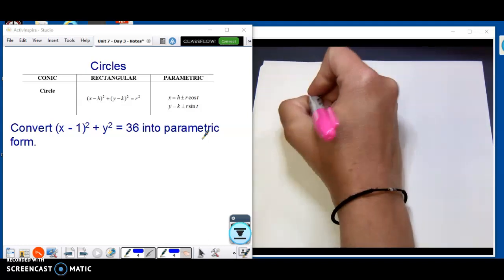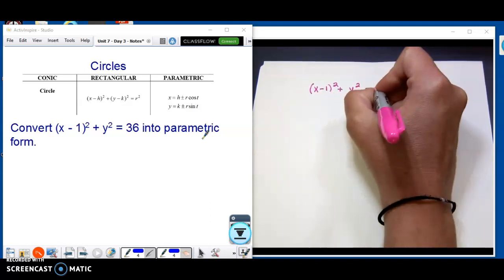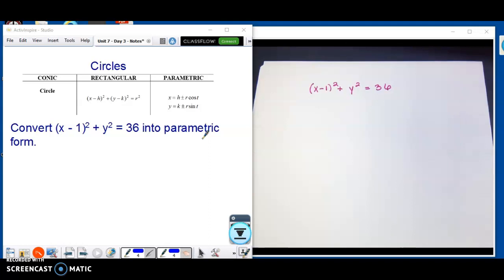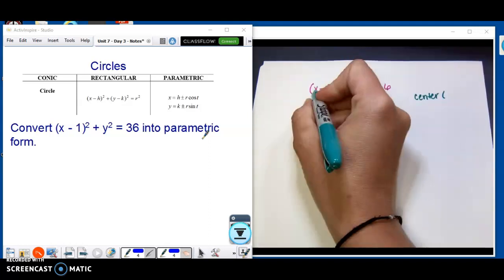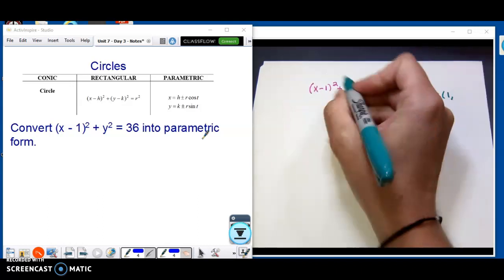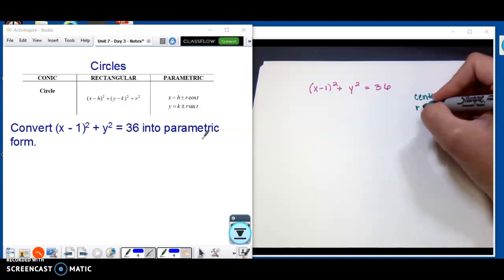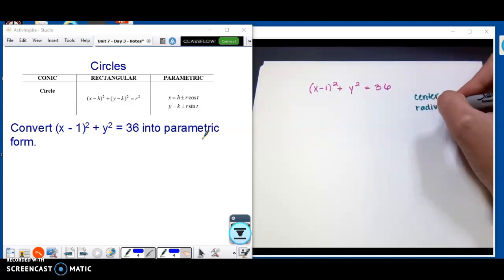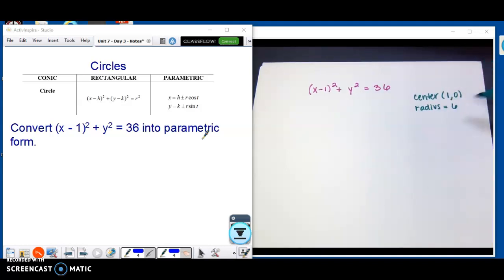So on this one, we have x minus 1 squared plus y squared equals 36. So this is in rectangular form. This is a circle. Just to think about this, we know that the center of the circle, since this is x minus 1, that's positive 1, and because it's y squared, it'll be 0. And if you remember the radius of the circle, you take the square root of that 36, so the radius would be 6. So we would have a circle with a radius of 6, a center of 1, 0.